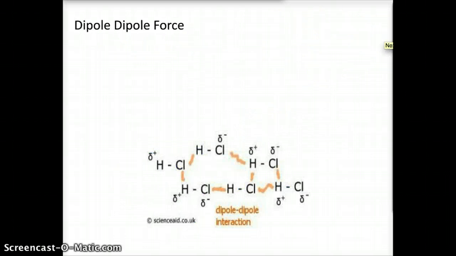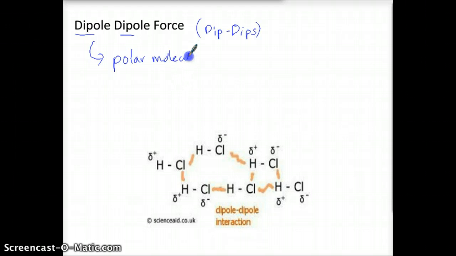The next strongest are dipole-dipole, sometimes called dip-dips. Okay, just a faster way of saying it. Dipole-dipole forces are because of polar molecules. So a hydrogen bond is a specific type of dipole-dipole force that's a little bit stronger. Let's look at an example here.